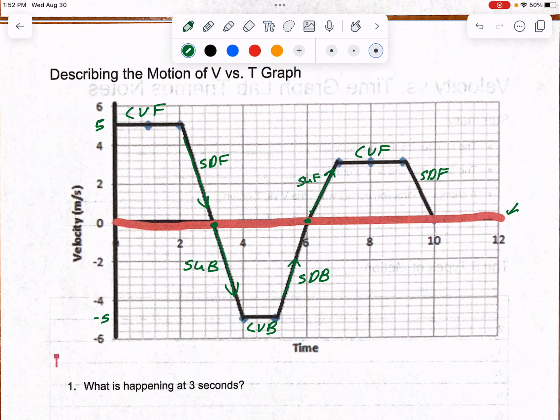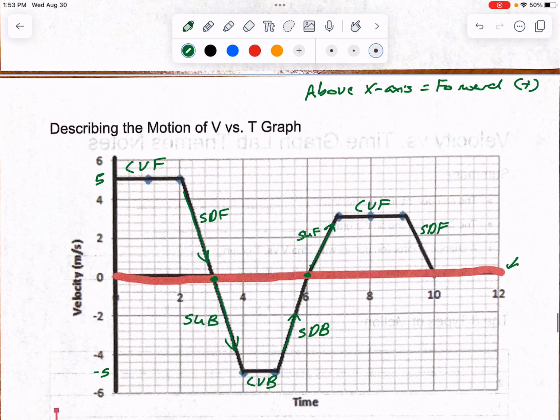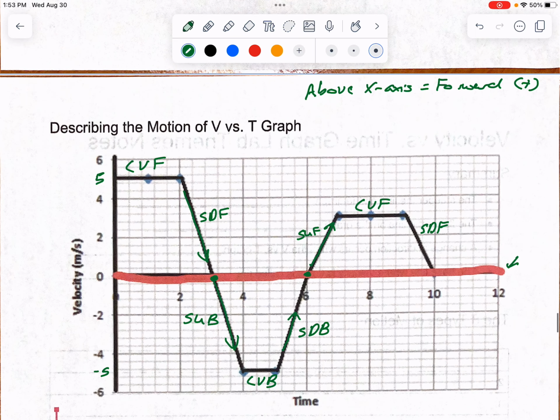One of the things to take away from here is if you are above the x-axis, you are going forward or you have a positive direction. So if I asked you on this graph, when do you have a positive direction? I would say 0 to 3 seconds and 6 to 10 seconds because you're above the x-axis. If you're below the x-axis, that means you're going backwards or you have a negative direction.